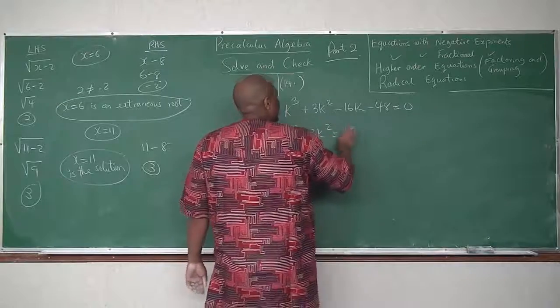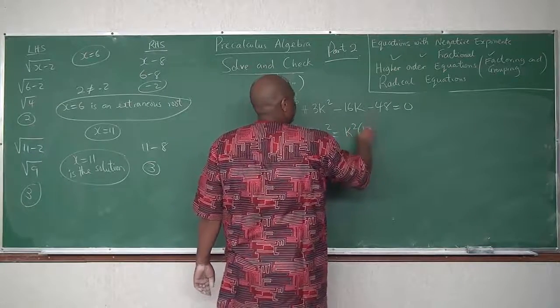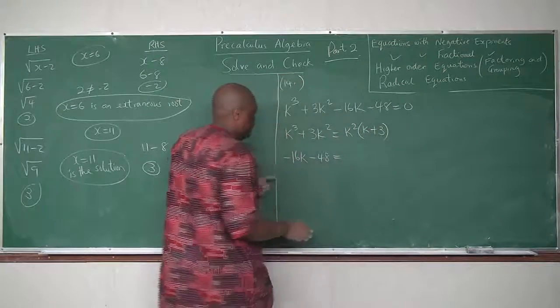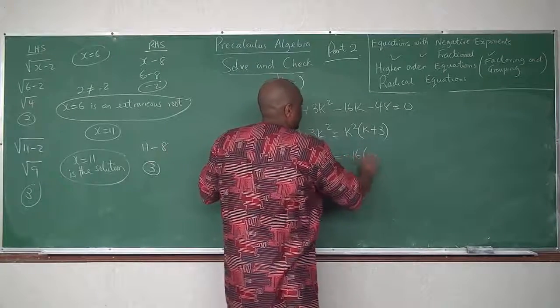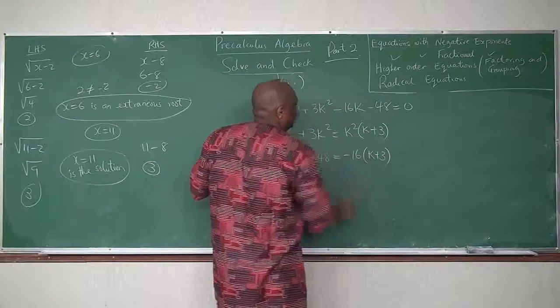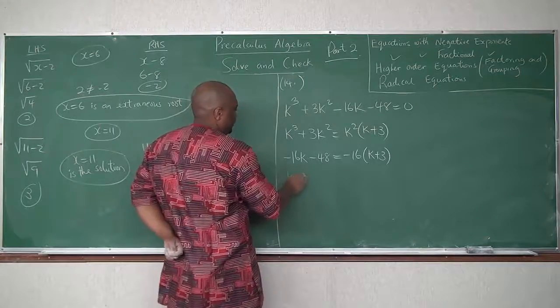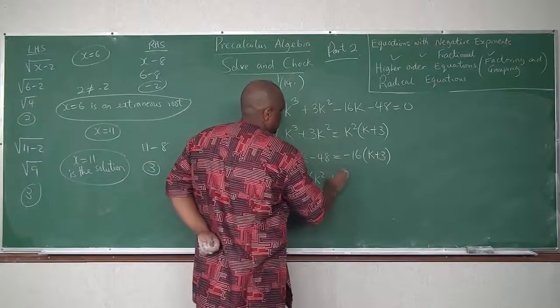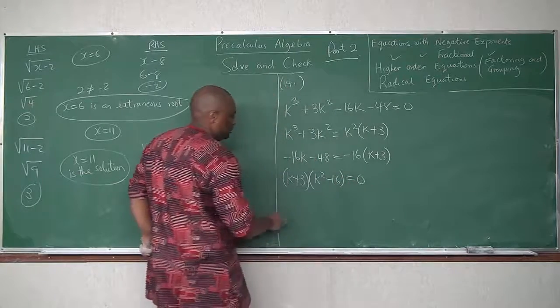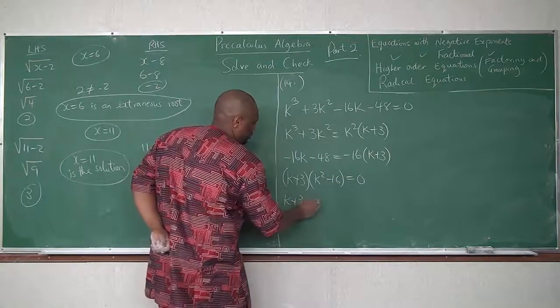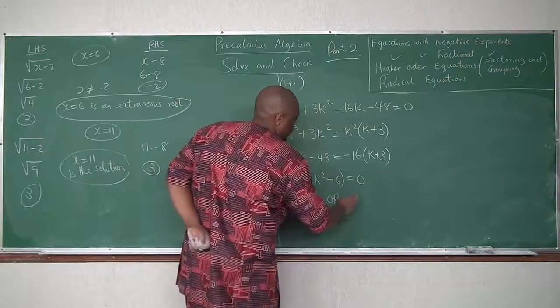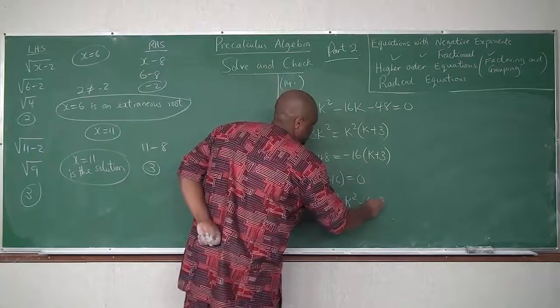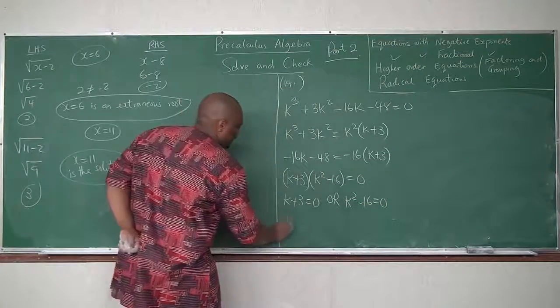So here, k squared is the GCF. We have k plus 3. And here we have negative 16, k plus 3. So k plus 3, k squared minus 16 is equal to 0. So k plus 3 is 0, or k squared minus 16 is 0. So k will be negative 3.